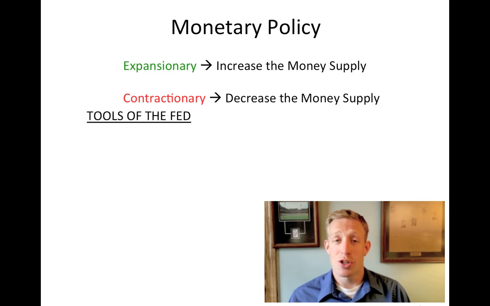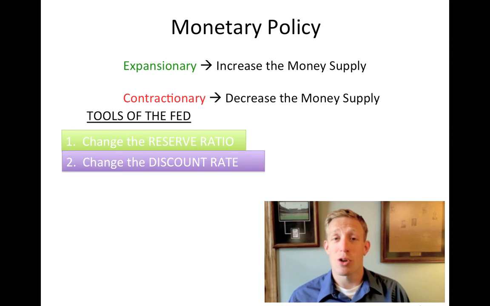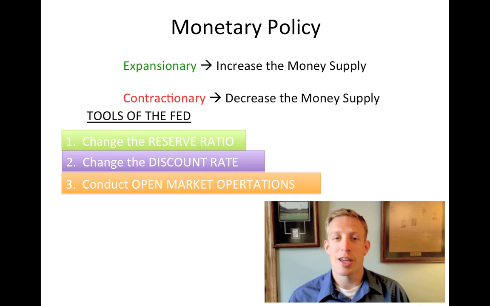The three tools that they have at their disposal are, first of all, they can change the reserve ratio. Secondly, they can change the discount rate. And thirdly, they can use what's called open market operations. So let's take a look at each one of those. Changing the reserve ratio means that they're changing the percentage a bank must hold in reserve.